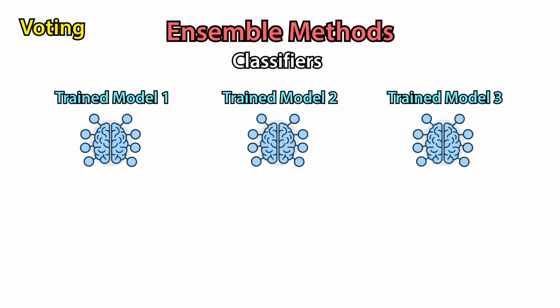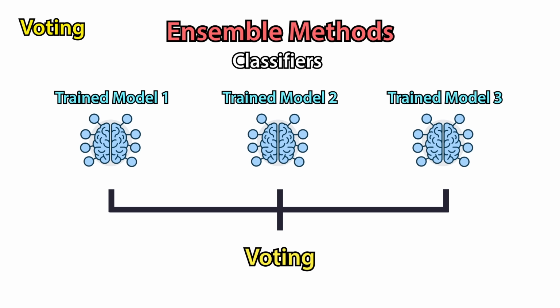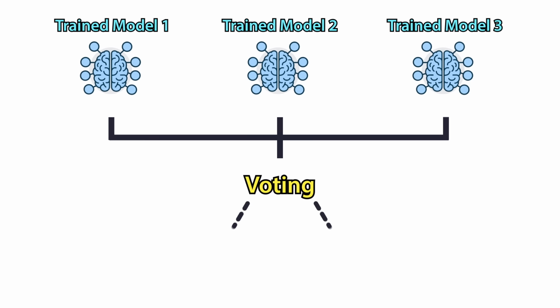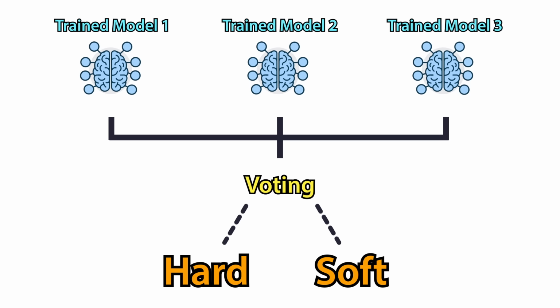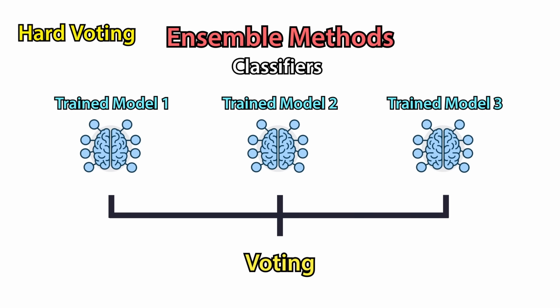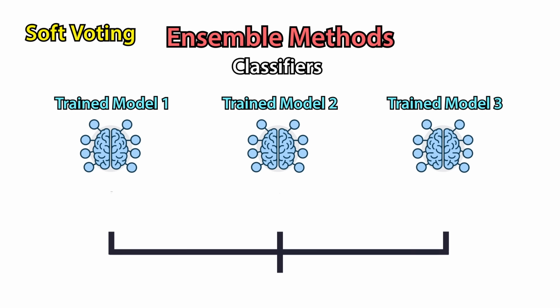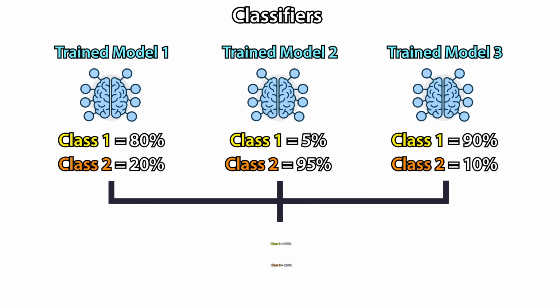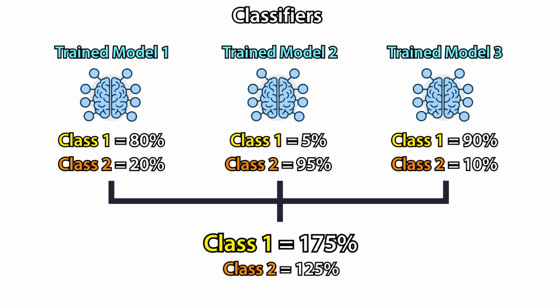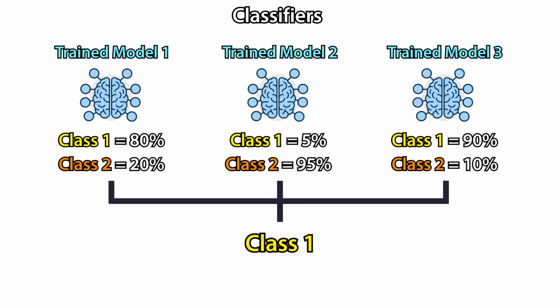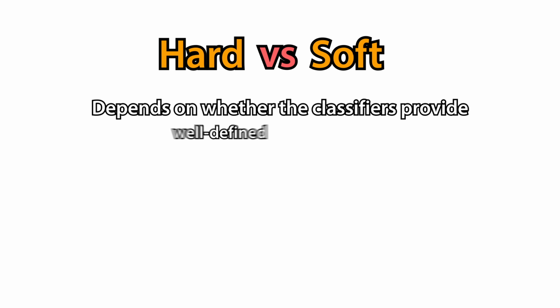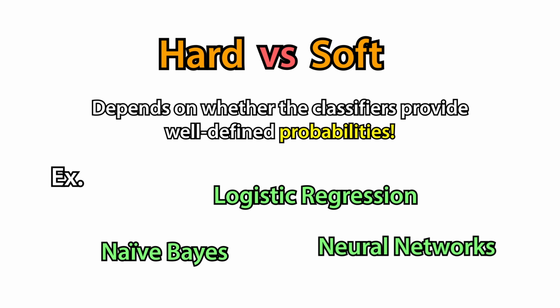Voting classifiers are a type of ensembles for classification. Here you take different trained models, often of different types, and their predictions are combined through voting. There are 2 main types of voting: hard and soft. Hard voting is when the models predict the class, and the class with the majority of votes is selected as the final output. Soft voting is when the models output probabilities, and the probabilities are summed up. The class with the highest total probability is chosen. The choice between hard and soft voting depends on whether the classifiers provide well-defined probabilities.